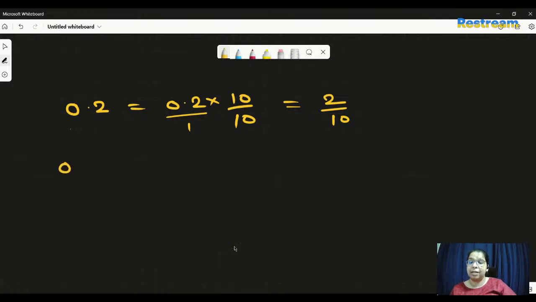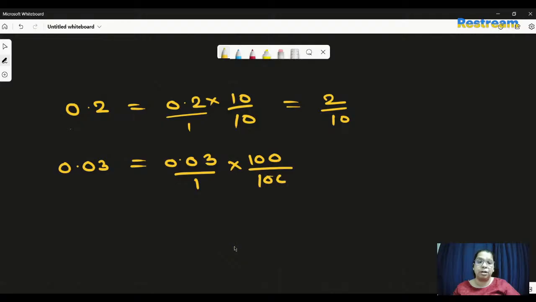Let's say I have 0.03. I have two numbers after my decimal point, so I'm going to multiply by 100 and divide by 100. So I have 0.03 over 1 multiplied by 100 over 100. That is equal to 3 over 100. Similarly, if you have 0.004, you will multiply by 1000 and divide by 1000.